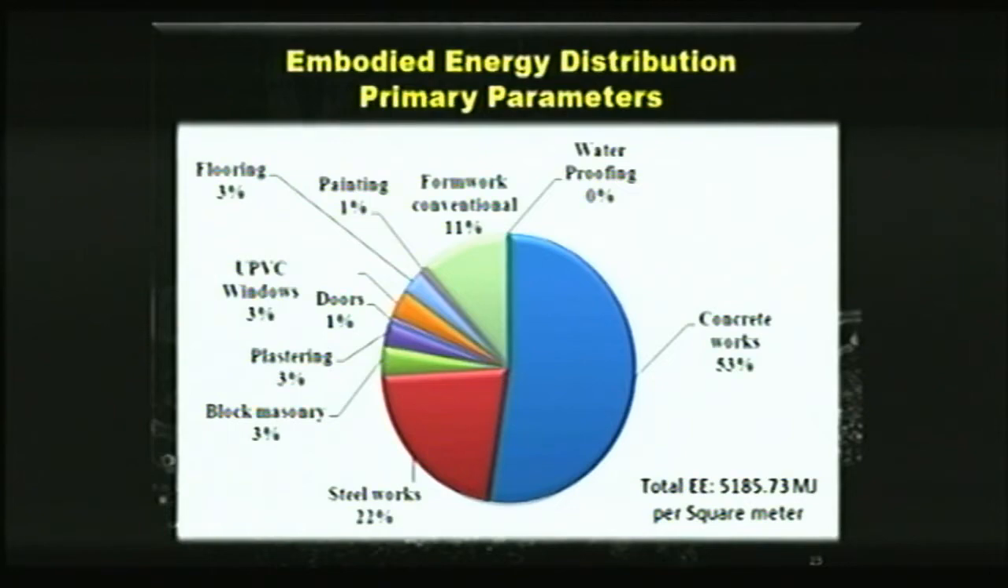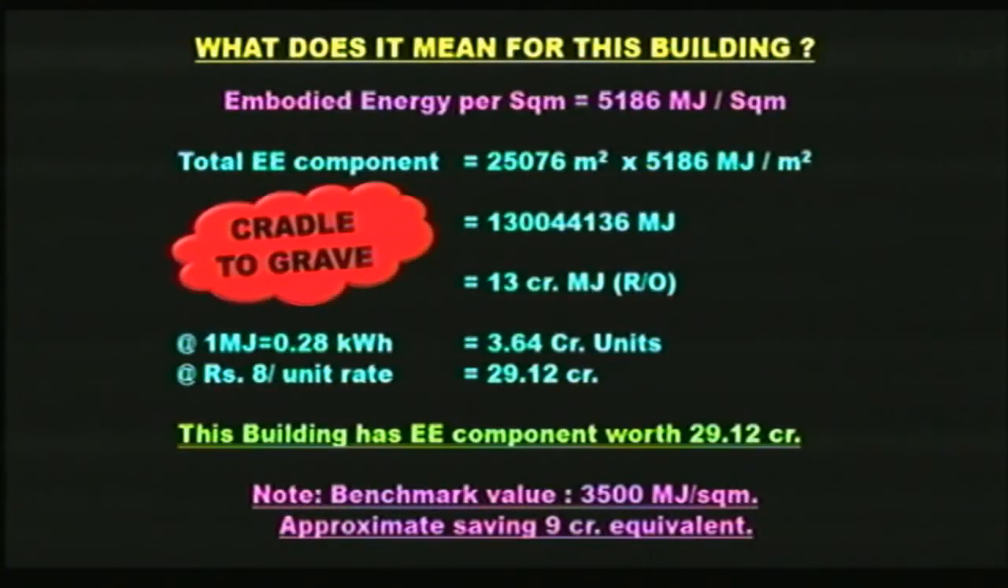Now, what exactly do I mean by 5,200 megajoules per square meter? It means that if you multiply it by the total area, it gives approximately 13 crore megajoules of energy consumed by that one building. If you convert that into a commercial rate, at rupees 8 per unit, it is almost equivalent to 29 crores of rupees of energy consumed by that 118-story building.